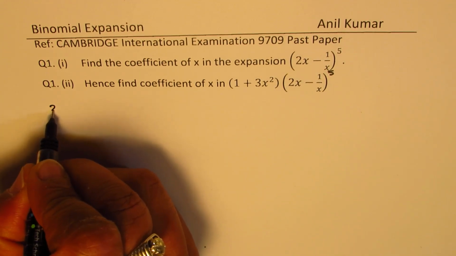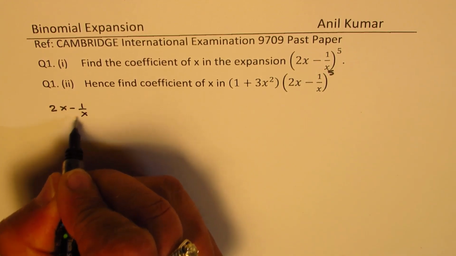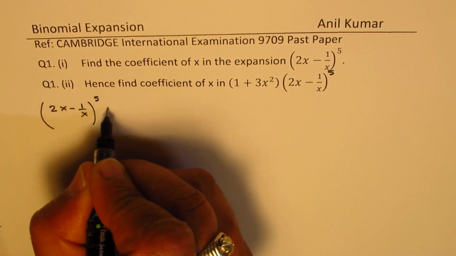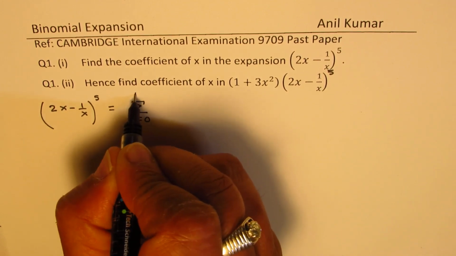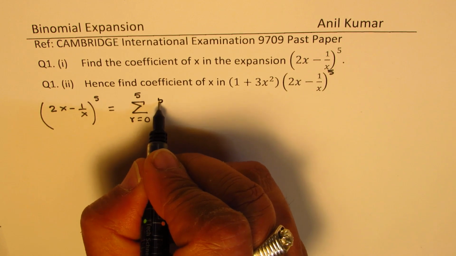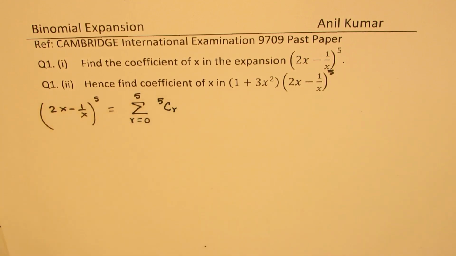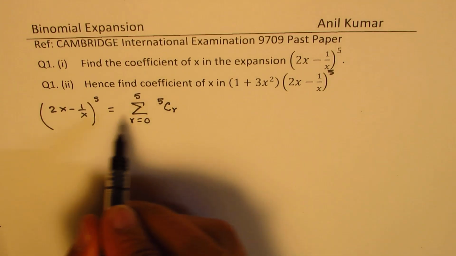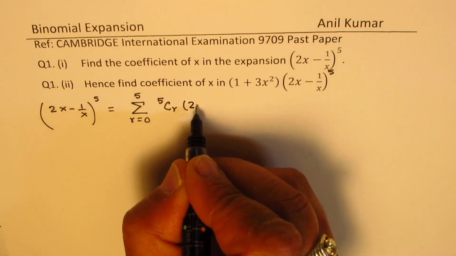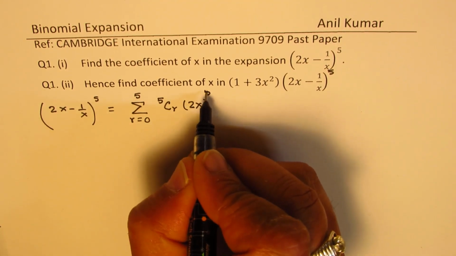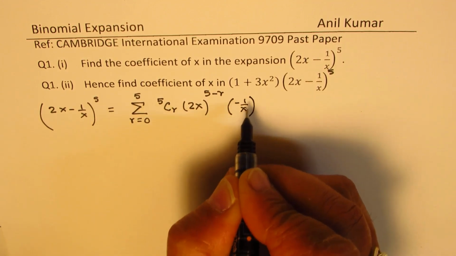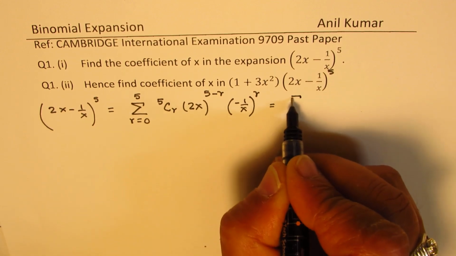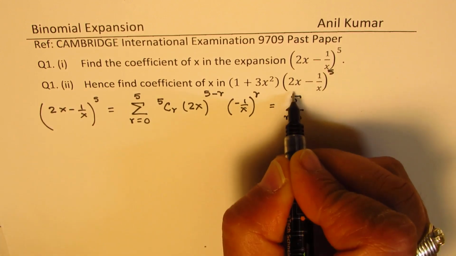So we'll begin with writing the general term for (2x - 1/x)^5, right? The general term will be for r equals 0 to 5. Now nCr could also be written as 5Cr, right? So these are different ways of writing the combination. And the term here, 2x to the power of n, which is 5 minus r. The other term is (-1/x) to the power of r. Right? So this could be written in general as r equals 0 to 5.